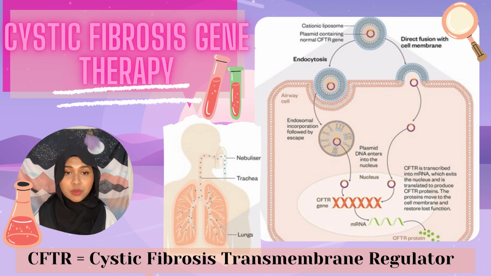Patients with cystic fibrosis lack functional cystic fibrosis transmembrane regulator, or CFTR, protein, which is needed to make thin, watery mucus that keeps the lungs healthy. Normal CFTR gene can be delivered via inhalation of nebulized liposomes mixed with plasmid DNA encoding the protein. The liposomes enhance transport of the CFTR gene into host airway cells via endocytosis or direct fusion with the cell membrane. The plasmid then passes into the cell nucleus where the normal CFTR is transcribed, enabling the cell to make CFTR proteins.